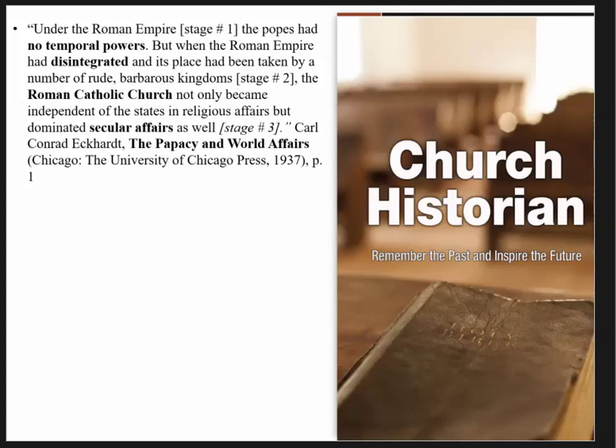Now, here's another statement from another historian, Karl Conrad Eckhart. Under the Roman Empire, the popes had no temporal powers. But when the Roman Empire had disintegrated and its place had been taken by a number of rude, barbarous kingdoms, the Roman Catholic Church not only became independent of the states in religious affairs, but dominated secular affairs as well. Then the next one.